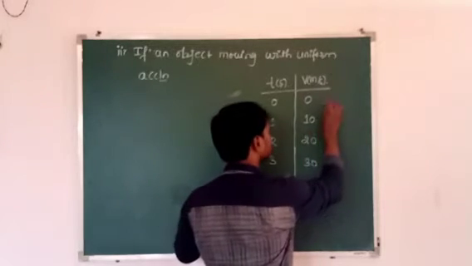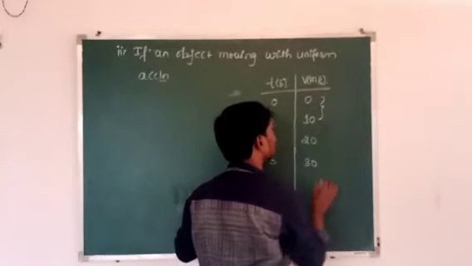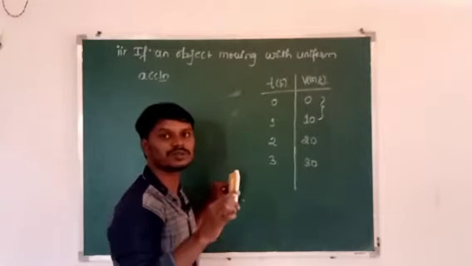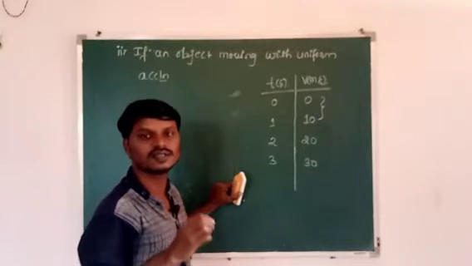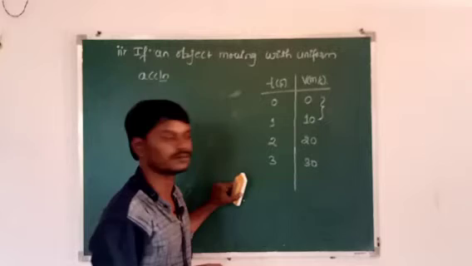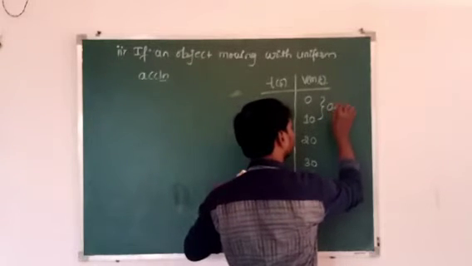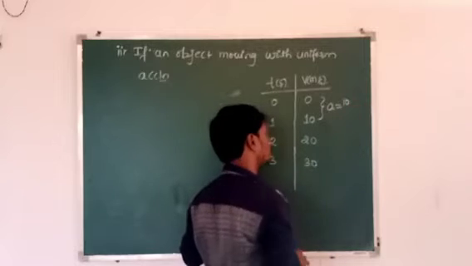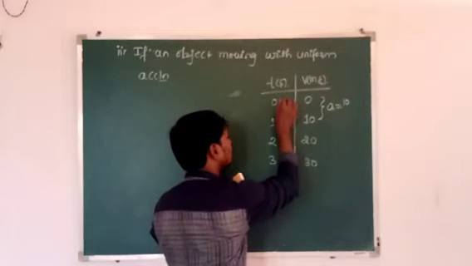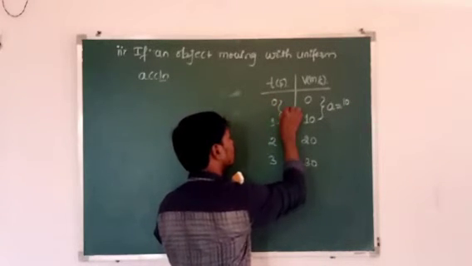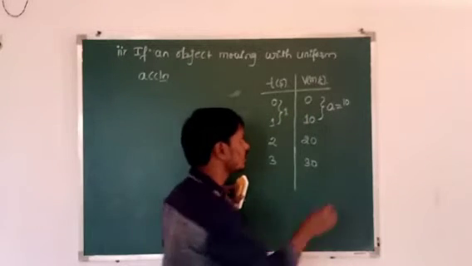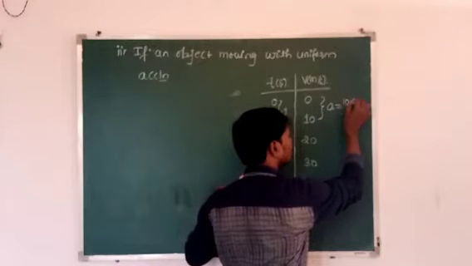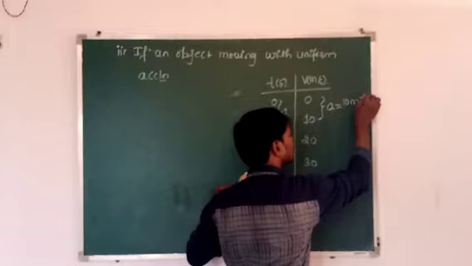Then what is the acceleration in the first case? When the velocity changed from 0 to 10 meter per second, then what is the acceleration of the object? That is 10 minus 0, that is 10. Then in what time? That is 0 to 1 second. Then the time interval is 1 second. Then it is 10 by 1, that is 10 meter per second square.